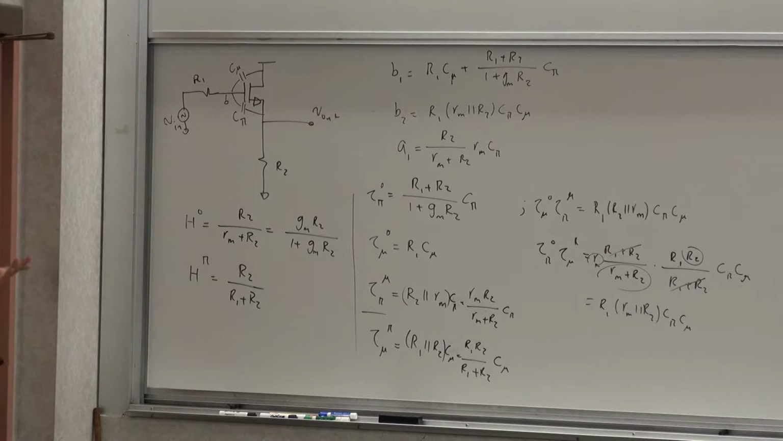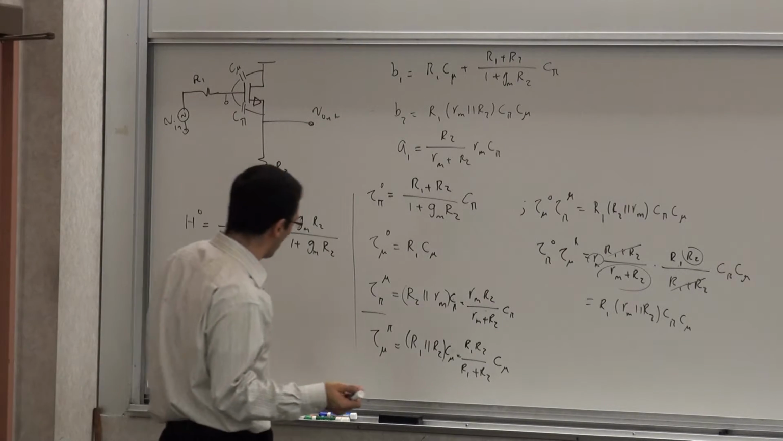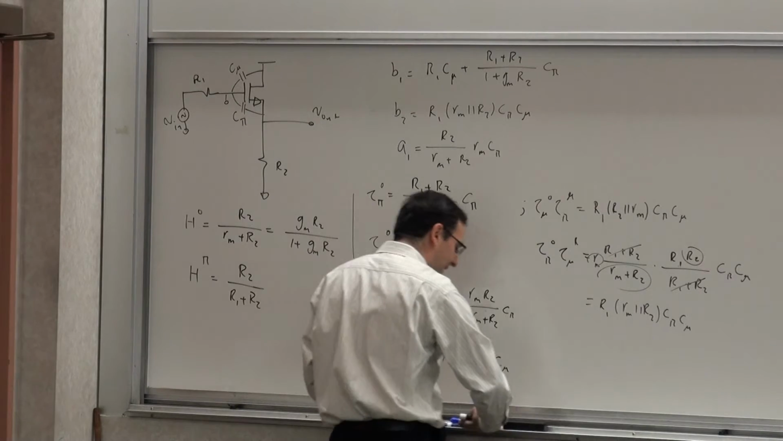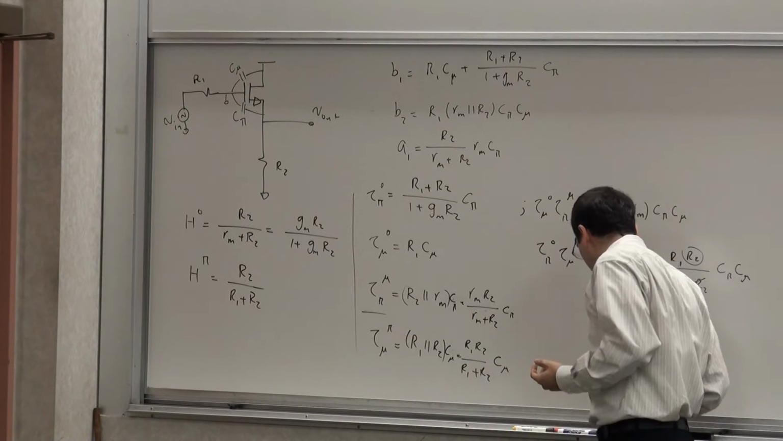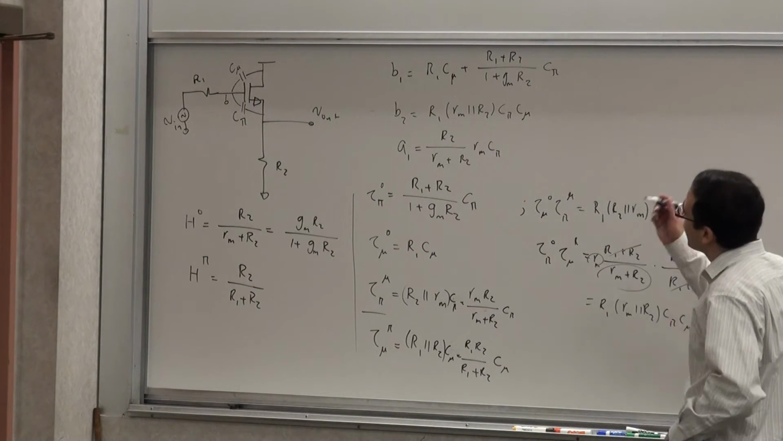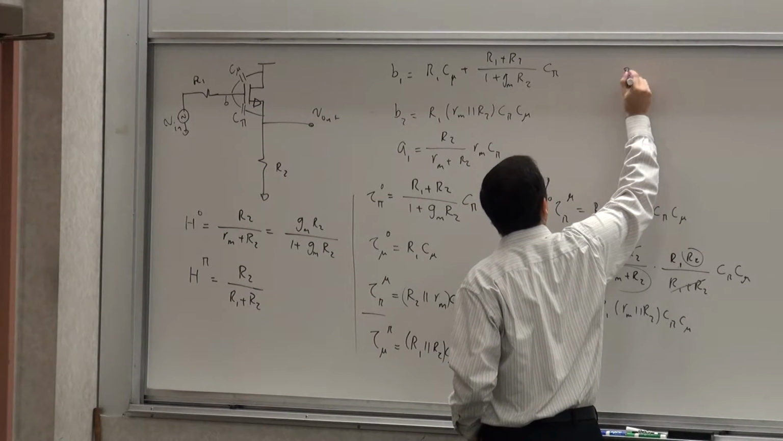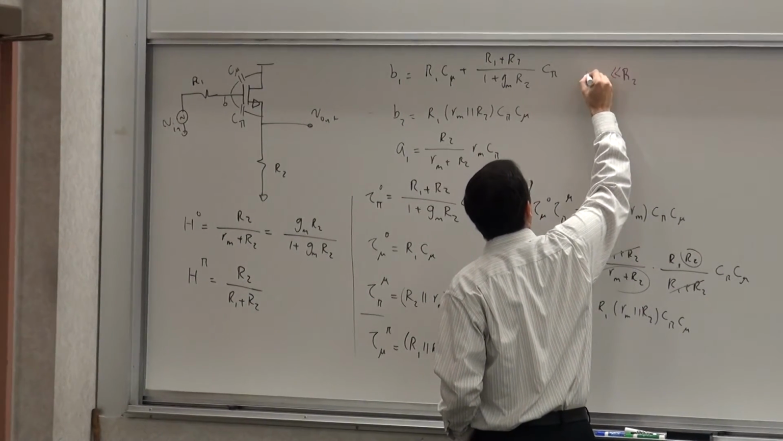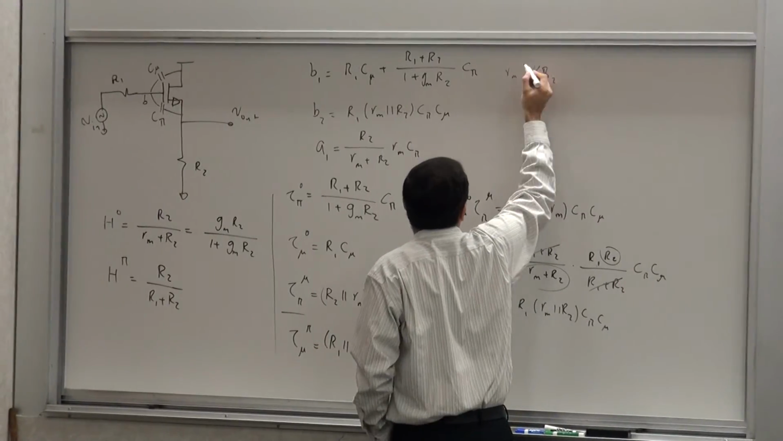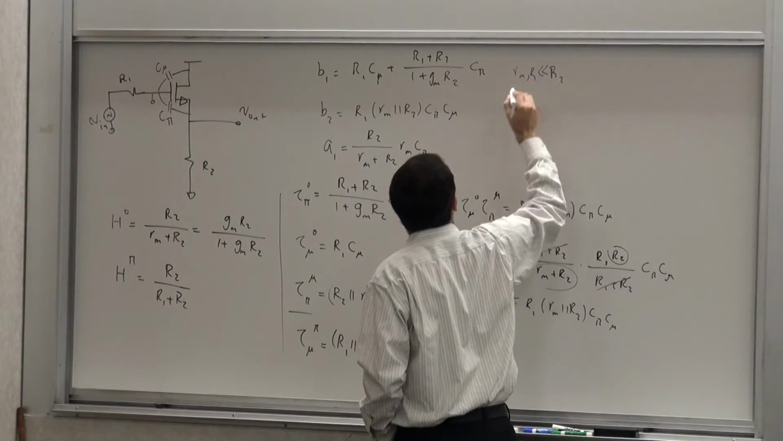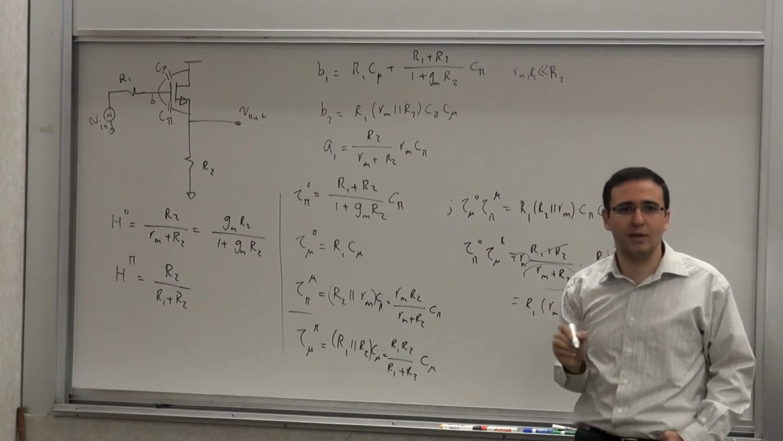But now, you can see I have 2 poles and 1 zero and all that. But I want to learn more about the behavior of this thing. So what do I do? Well, let's make an assumption. Let's assume that R2 is much greater than Rm, which is a reasonable assumption, and R1. Let's say you have a small source resistance. Let's see what happens.